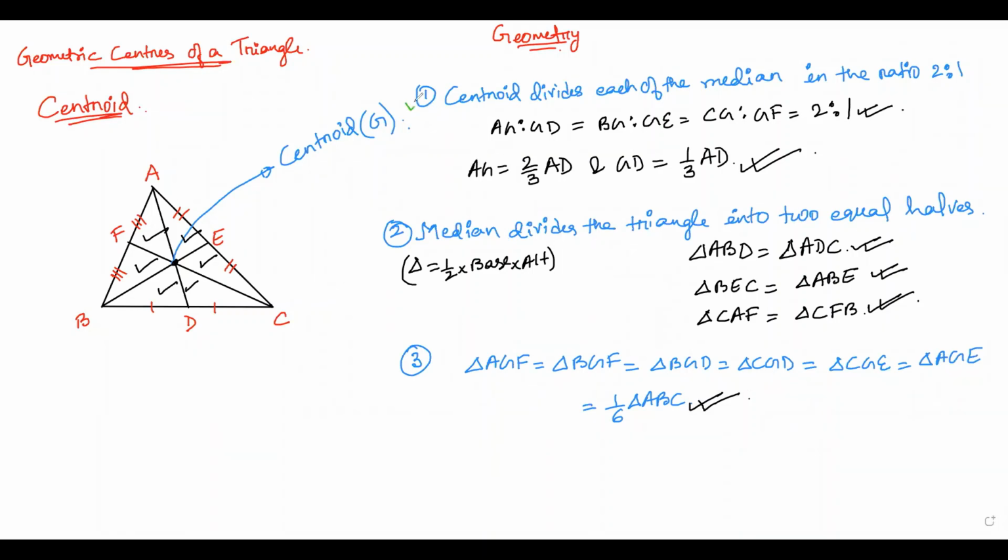So the centroid of a triangle will divide each of the medians in the ratio 2:1. Any median of a triangle will divide the triangle into two equal halves, and the resulting 6 triangles formed by 3 medians of a triangle will be equal in area, and the area of each of these triangles is equal to 1/6 of the area of the original triangle.